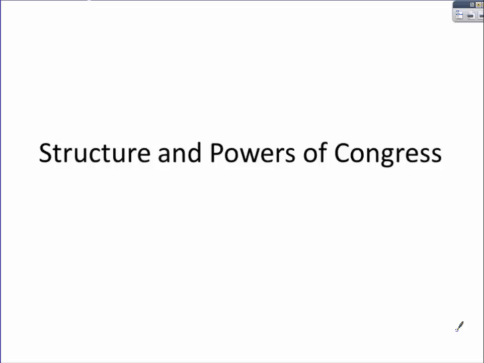Now that we have finished discussing the Constitutional Convention and many of the compromises that went into the forming of our modern federalist system, we can discuss the structure and powers of the federal government. In this lesson, we're going to start with the structure and powers of specifically Congress.